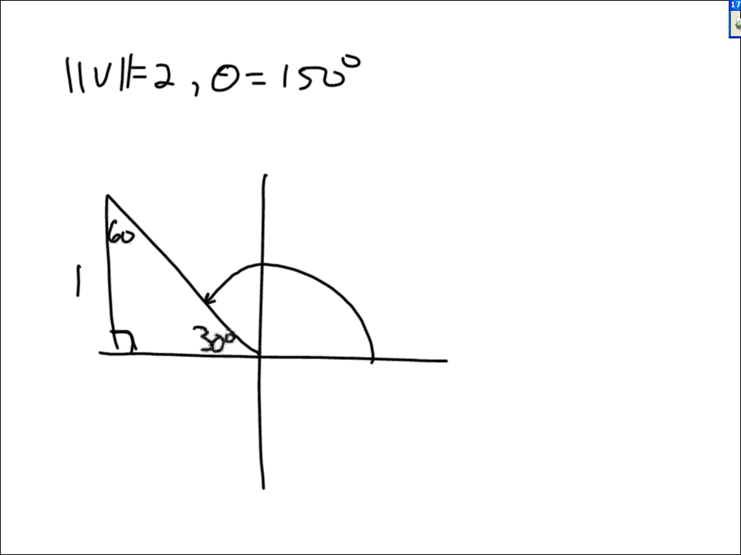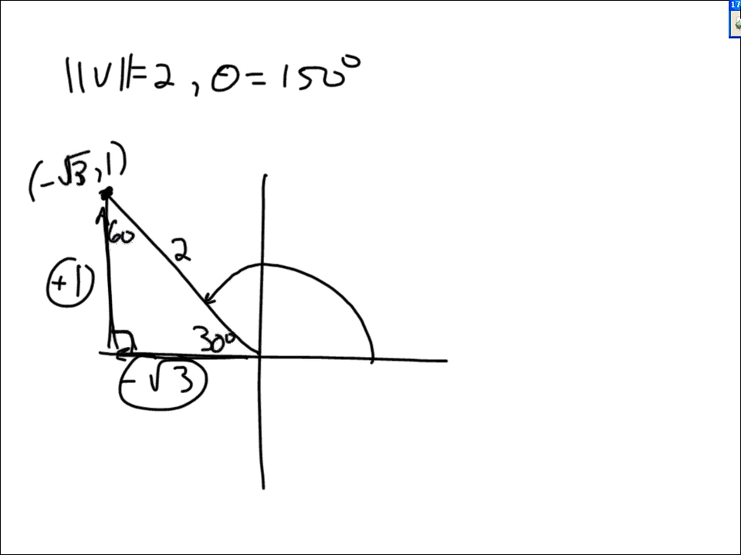1, 2, square root of 3. This is going up, so it's positive. This is going to the left, so it's negative. That means I know this point. It's, excuse me, it's negative square root of 3, 1. It's x, comma, y. The nice thing is the length is 2. Exactly what they wanted. But let's change it.